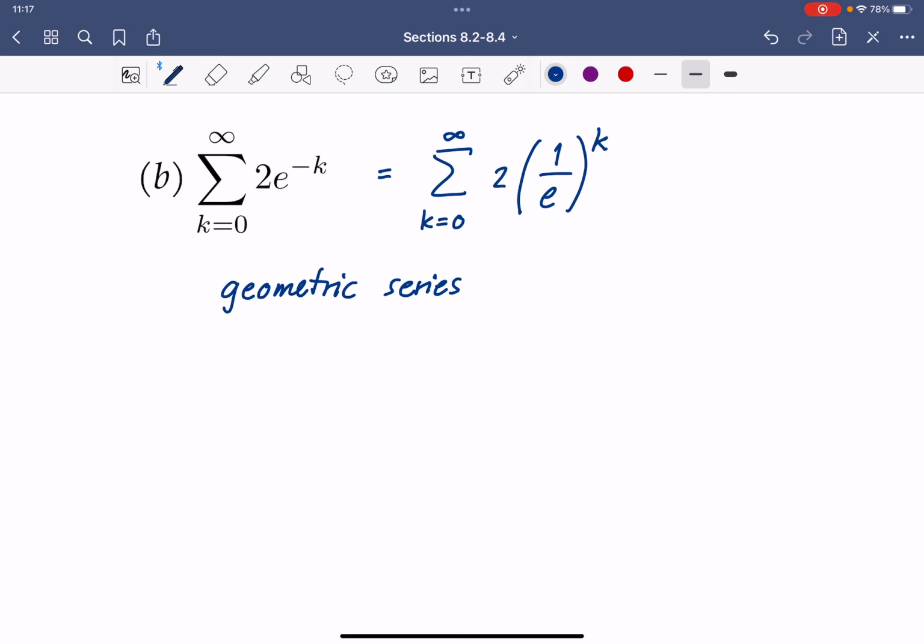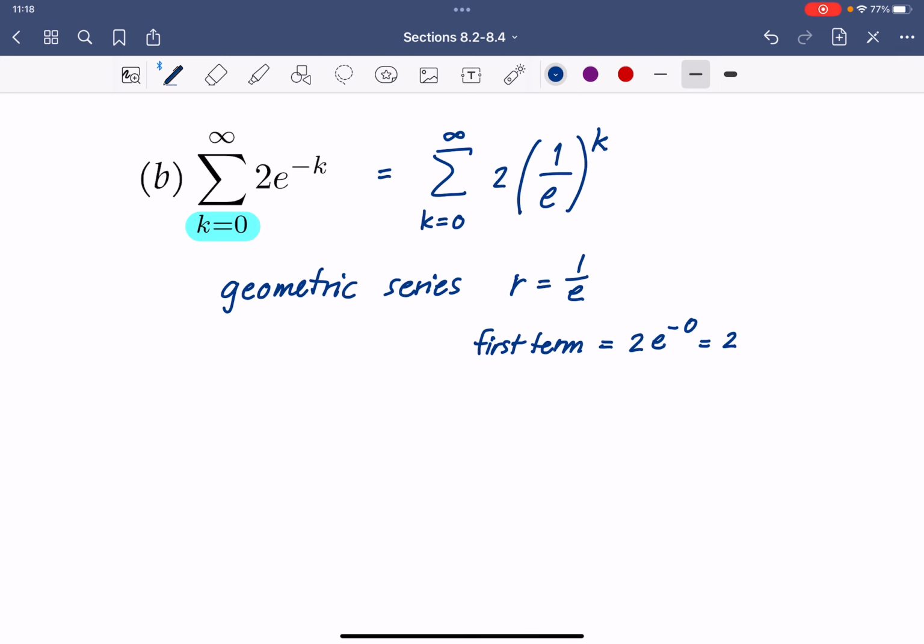And then this is actually the geometric series, because you can see that here you have the common ratio r equal to 1 over e. And you have the first term a1. I love to say the first term, so it's easy for you. The first term means you plug in k equal to 0. So the first term is 2 times e to the minus 0. Again, e to the minus 0 is e to the 0, which is 1. So this is actually 2.